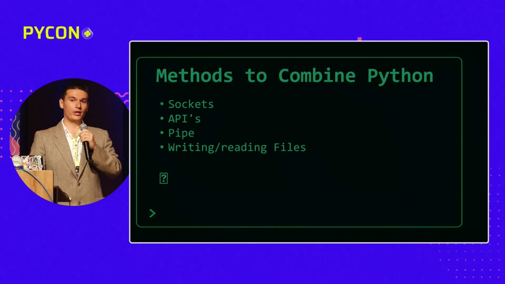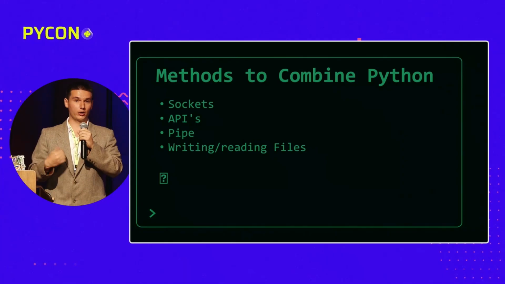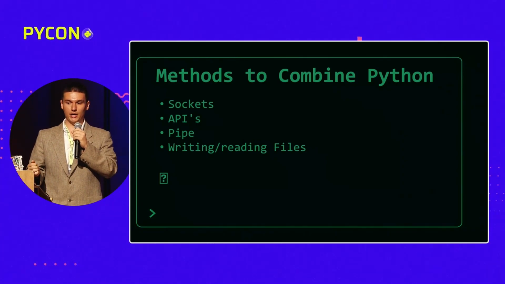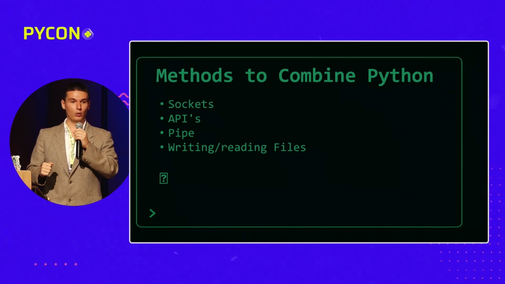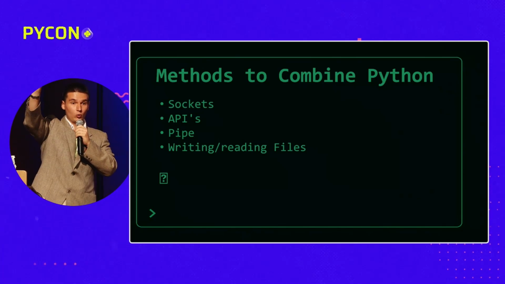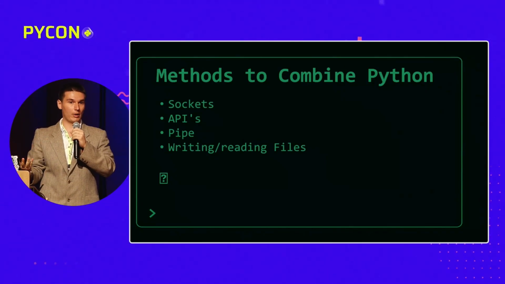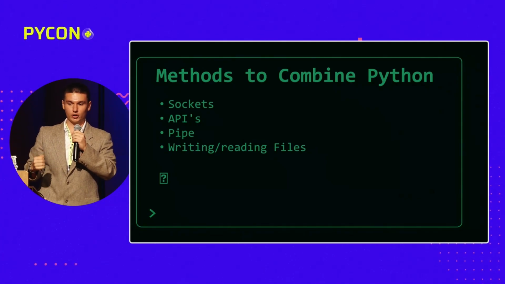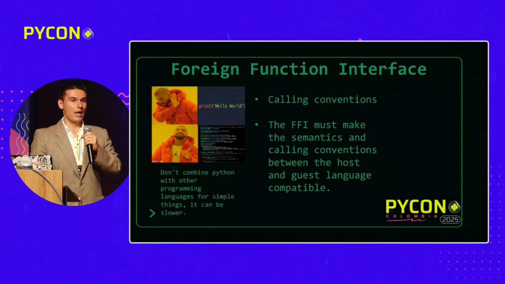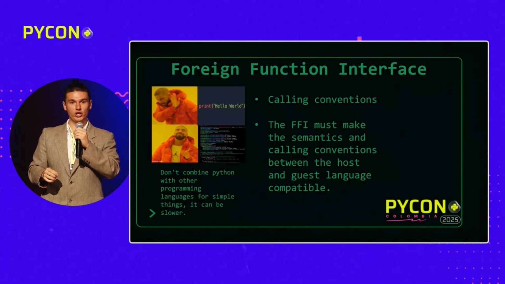And there is more than one method to combine Python with other programming languages. One of them is sockets. Another is creating an API, using the pipe operator, and writing and reading files. The problem with this is that it's running in two processes. If one process fails, the other one will fail. So you're going to have a problem. Two processes mean more memory consumption and more energy consumption. There is another method that uses just one process, that is foreign function interface.